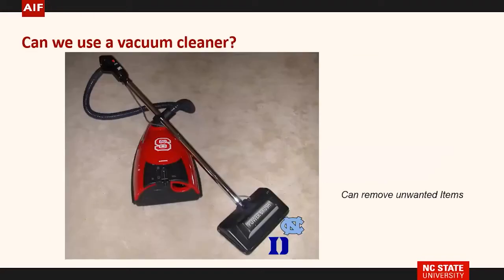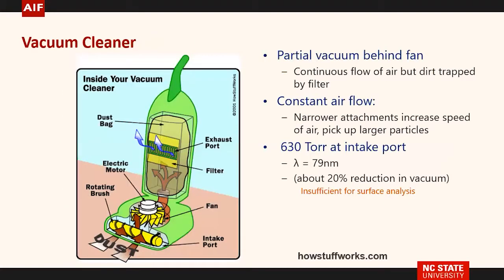I work at NC State, so can we use a vacuum cleaner? Well, this vacuum cleaner is useful because it can remove unwanted items. But how does it work? It's actually got a fan, and we put a pressure measurement on this device and came up with 630 torr. Atmospheric pressure, you should know, is 760 torr. You calculate the mean free path, it's 79 nanometers. So it doesn't look like the vacuum cleaner will work for our system.